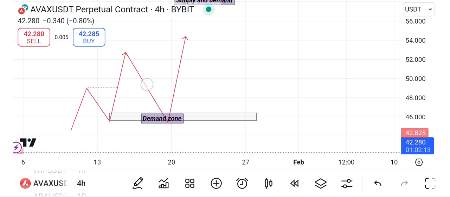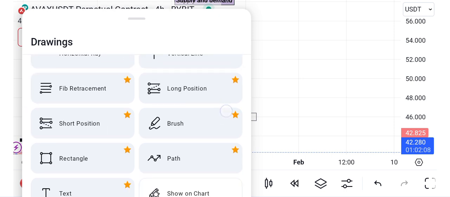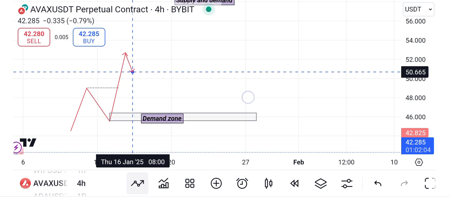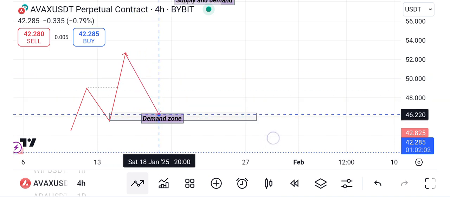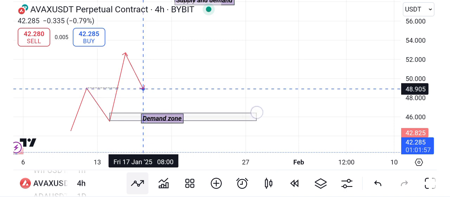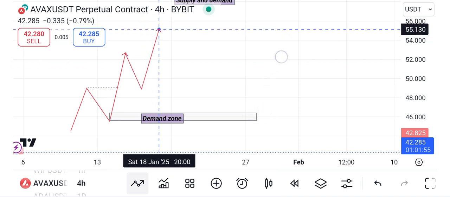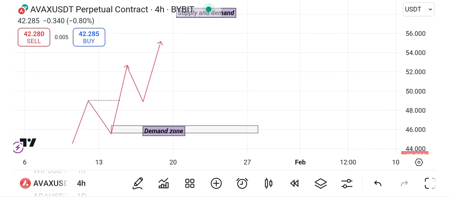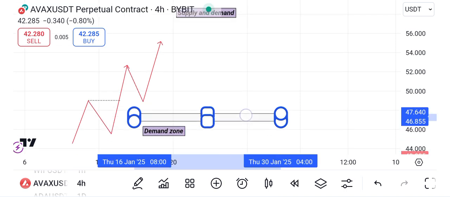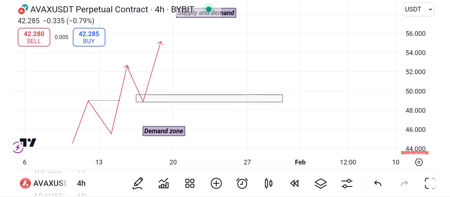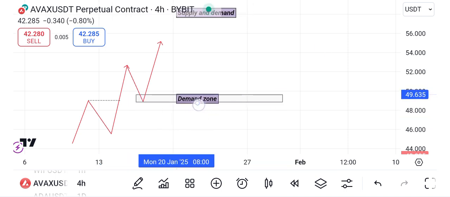Now, something you should understand about demand and supply zones is that most times, if we have a very bullish market, the price would not retrace to this demand zone. So if the market is very bullish, we'll just come to the 50% zone and go back up. At this point, your demand zone here is no longer valid because we now have a new demand zone. So this would be our new validated demand zone.